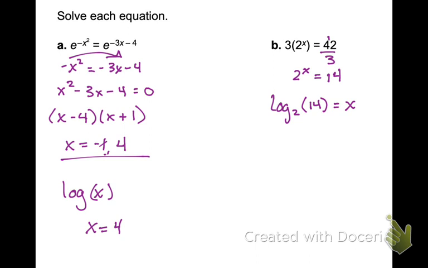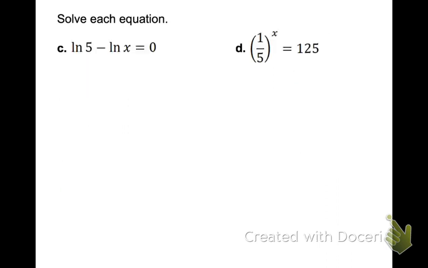Now, if I wanted to put that in my calculator, I do the change of base. So it's log of 14 over log of 2. And then you could put it in your calculator and get an approximate answer. Am I good? Yeah. Okay. So, natural log of 5 minus the natural log of x equals 0. You've essentially done this problem. You do them. Equals 5.